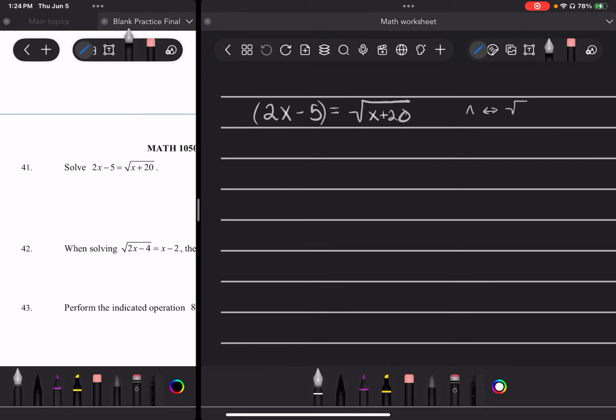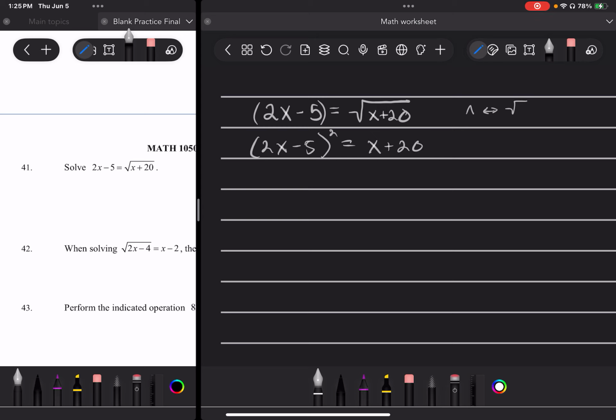This is question 41 for the practice final. In this question, we have two binomials, one of which is a regular binomial, and the other one is in a square root symbol. So what we're going to do is use our opposites. To get rid of a root, we are going to use a power. So the first thing we're going to do is write our 2x minus 5, and we're going to power that by 2, which will simply be equal to x plus 20.